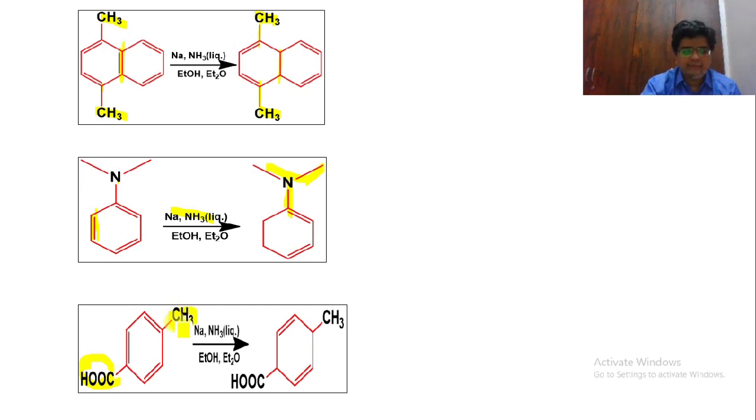Now at that time you have to remember that Birch reduction follows the electron withdrawing concept. So this electron withdrawing group will be attached to the sp3 carbon, and this will also attach to the sp3 carbon. Even though this is an electron donating group, when we have an electron withdrawing group, this electron donating group will favor the electron withdrawing group.